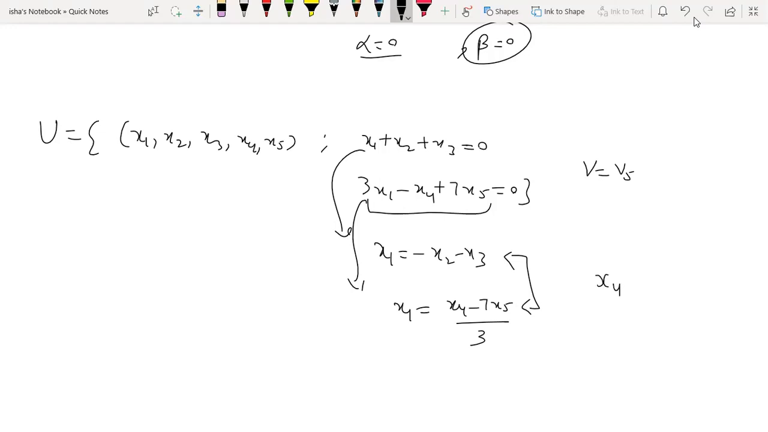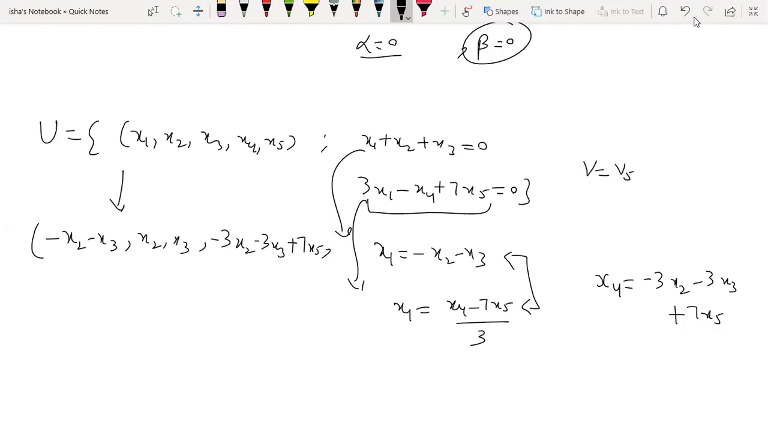So I'll get x4 minus 3x2 minus 3x3 plus 7 times x5, right? So what will be this element? x1 will be minus x2 minus x3, x2, x3 remain the same, x4 is in terms of x2, x3 and x5. So minus 3x2 minus 3x3 plus 7x5 and x5 remains x5. So you are able to eliminate two of them, x1 and x4, but you are retaining x2, x3 and x5. So I'll be having x2 times something, x3 times something and x5 times something.